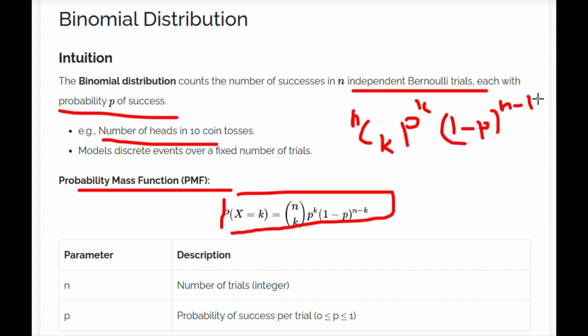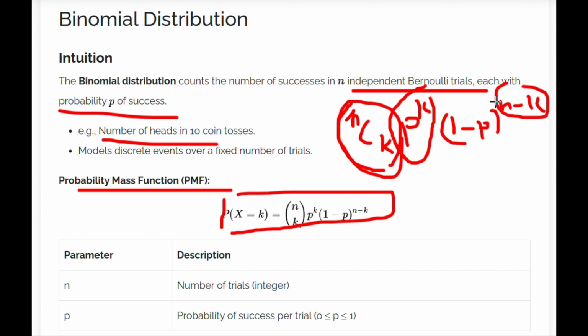Now, where is this coming from? It's very easy and intuitive to see. We have n trials. Out of those, we are choosing k for success. We put the probability p for those k, and the remaining n minus k are failures. So probability 1 minus p for all of those n minus k remaining. So this becomes 1 minus p to the power n minus k. There are two parameters: the number of trials, and p, the probability of success per trial.